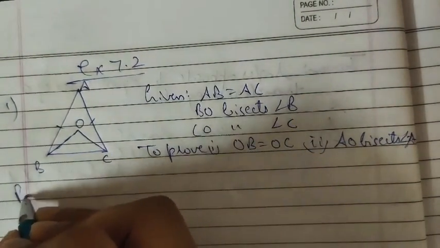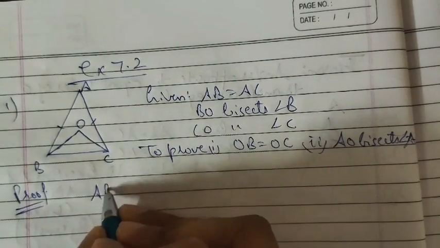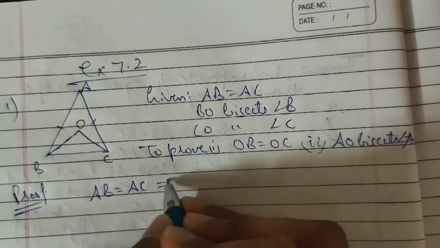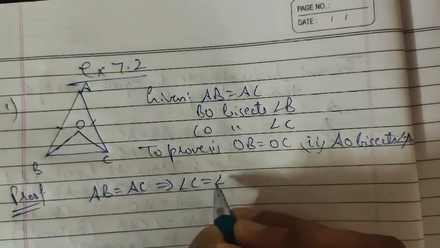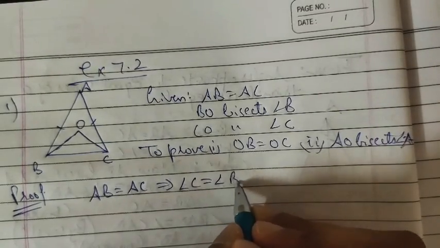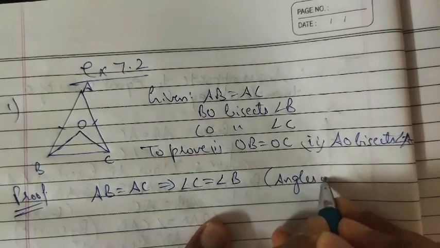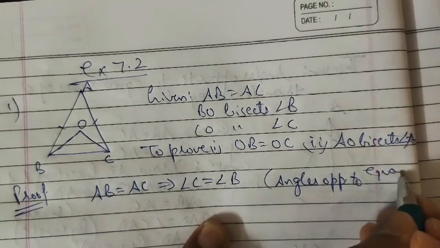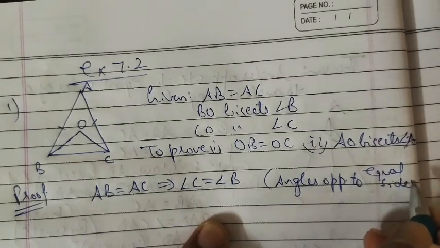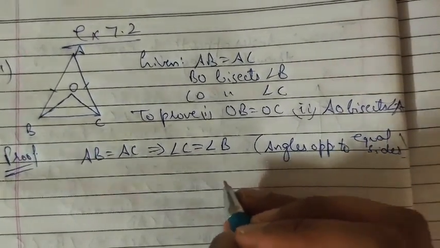So proof. Now we know that AB is equal to AC. So this implies angle opposite to AB, angle C, will be equal to angle opposite to AC, angle B. Reason: angles opposite to equal sides of a triangle are equal, right?